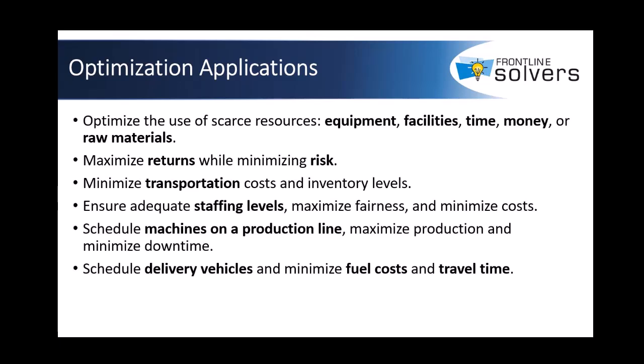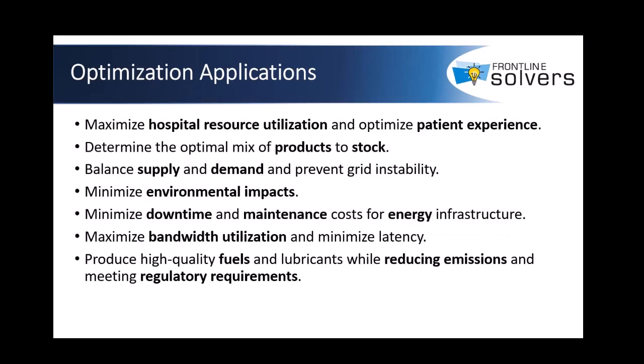Organizations around the world have been using Frontline Systems products for decades to drive better decisions through optimization. From manufacturing to healthcare, energy to finance, here are just a few ways our tools are used every day: making the most of limited resources like time, money, or equipment; reducing costs, increasing efficiency, and managing risk; scheduling production, deliveries, or staff to improve outcomes and reduce waste. It all comes down to smarter decisions. If you'd like a copy of these slides, just email me.